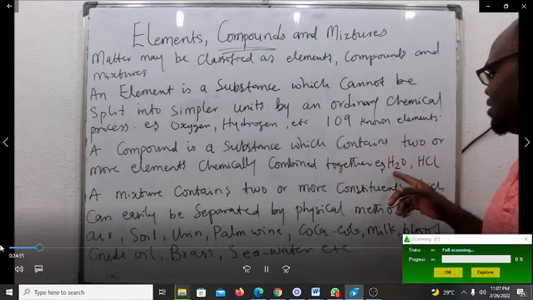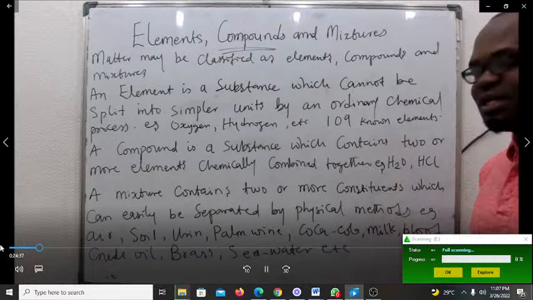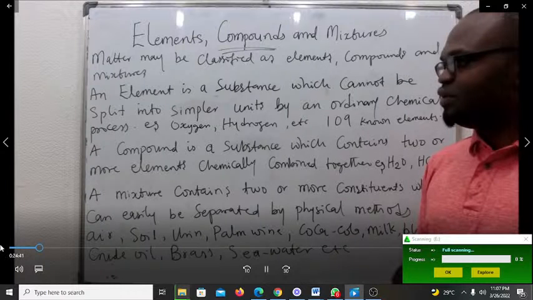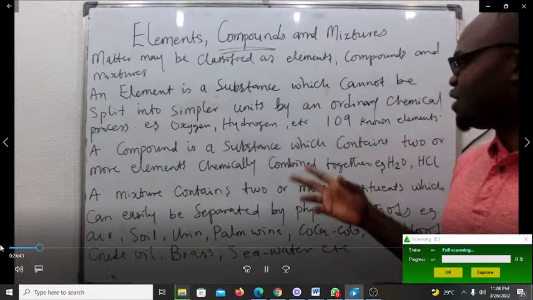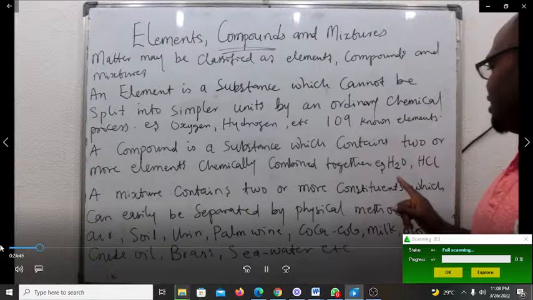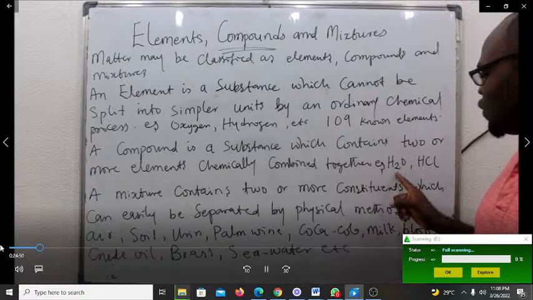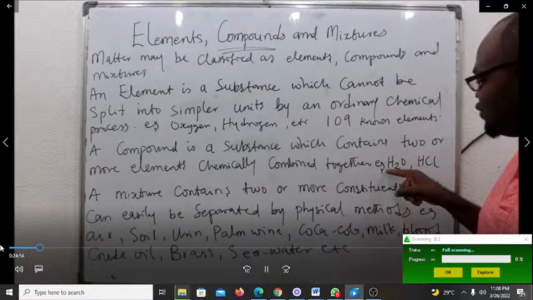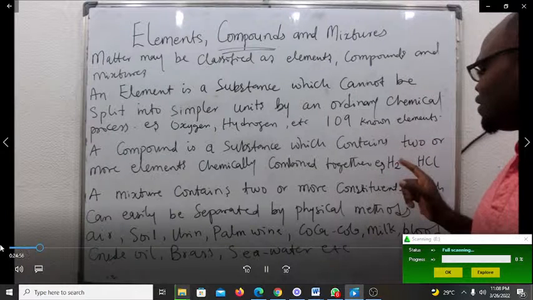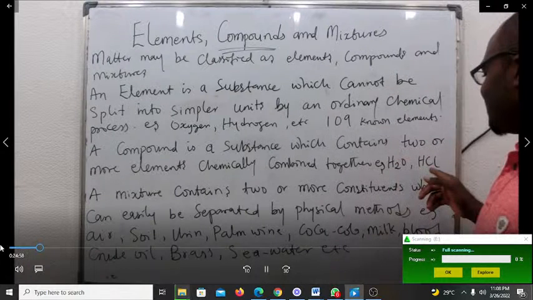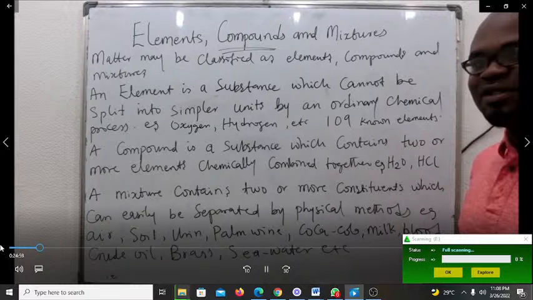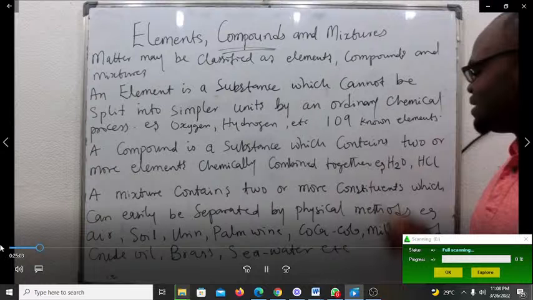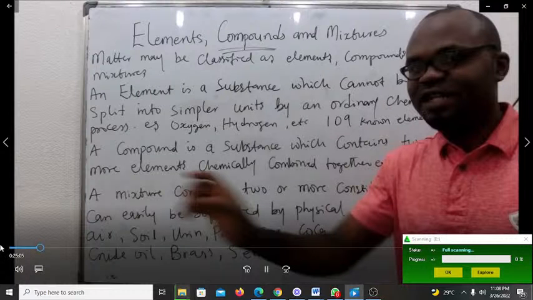Basically H2O, which is water, and HCl, which is hydrogen chloride. Note that the property of water, H2O, is very different from the property of hydrogen separately or oxygen separately. Just like HCl, this is an acid, it's corrosive. The property of this acid is very different from the property of the hydrogen or the chlorine separately.